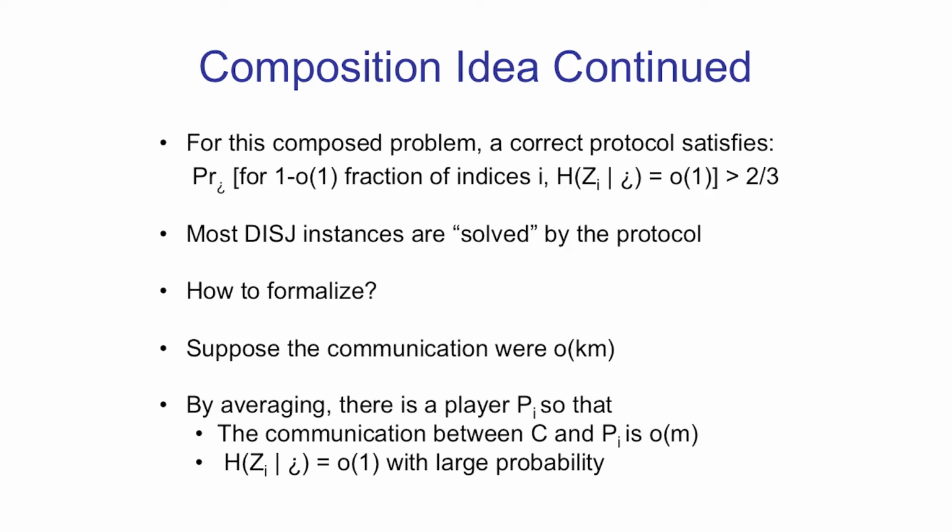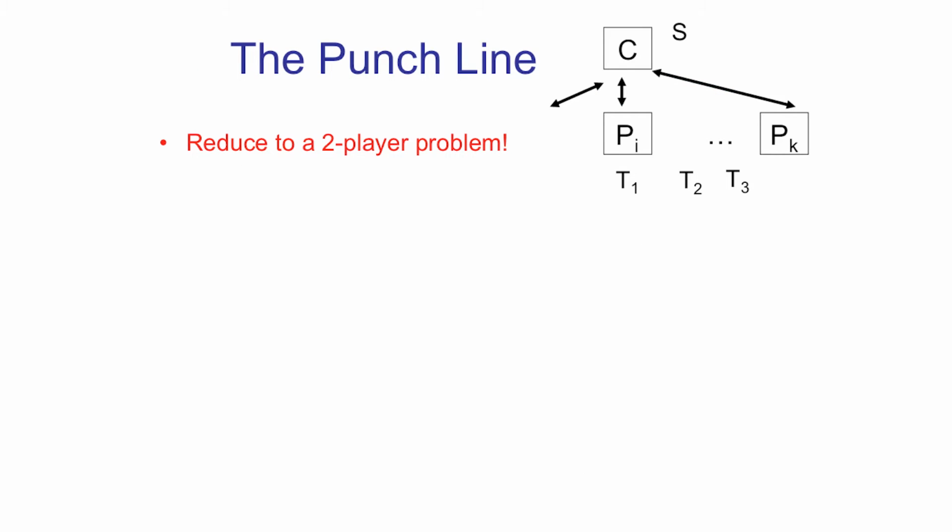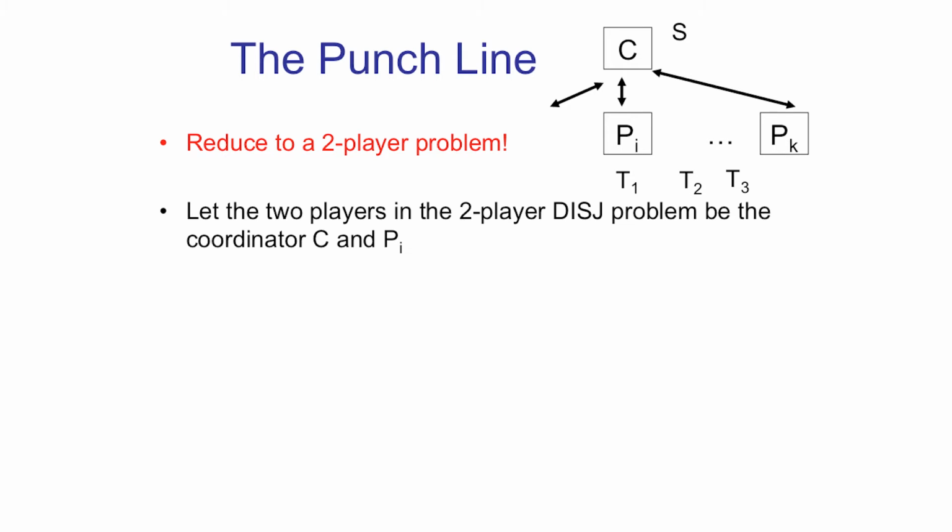Okay, but then the proof can be completed on this slide. So the point now is to reduce this to a two-player problem and contradict the two-player communication complexity of disjointness. So how do we do that? Well, suppose we have two players in our two-player disjointness problem. They each have input sets. One of them is going to pretend to be the coordinator in this k-party protocol. And the other one is going to pretend to be this special player, Pi, that we fixed on the previous slide.